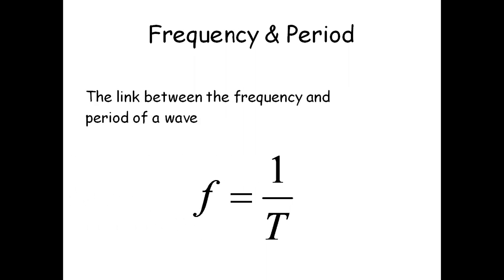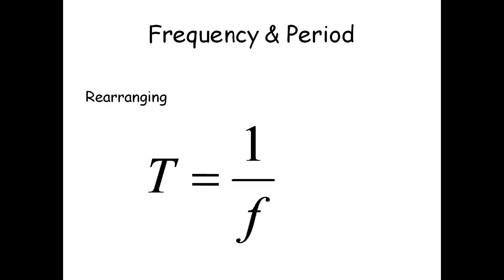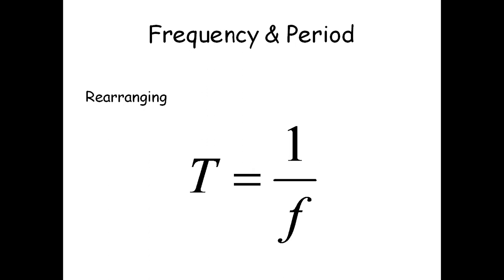The relation between frequency and period. Frequency is equal to 1 by T. If you want to calculate the time period, just rearrange the previous equation. T is equal to 1 by f.